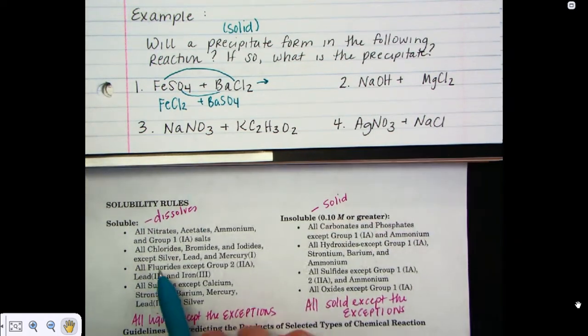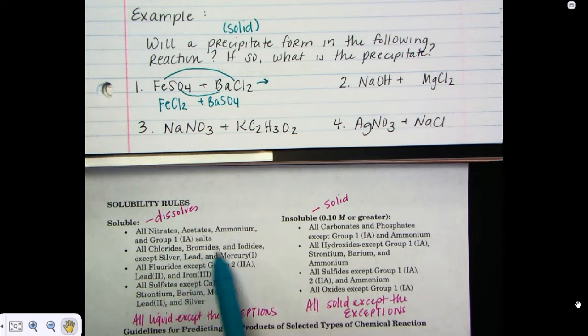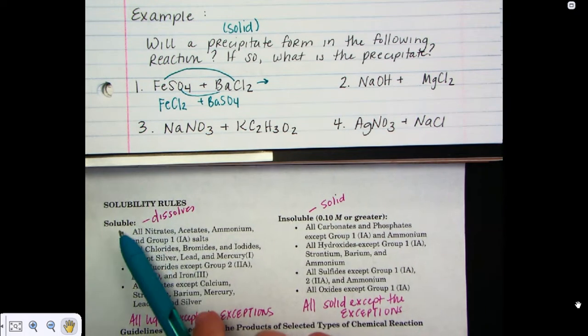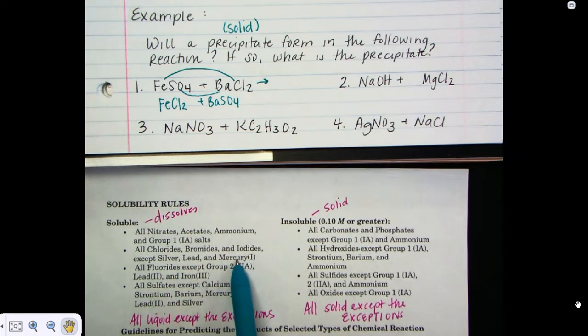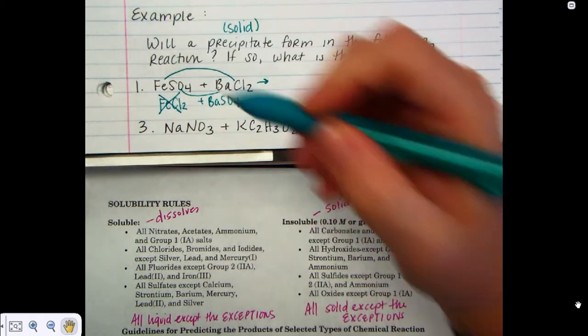And then I just need to look those up and see if either of them is solid. So I'll look up the iron 2 chloride first. All chlorides, bromides, and iodides are soluble, except silver, lead, and mercury. Well, that's iron. It's not one of the exceptions, so this is soluble. And I'm just going to cross it out.